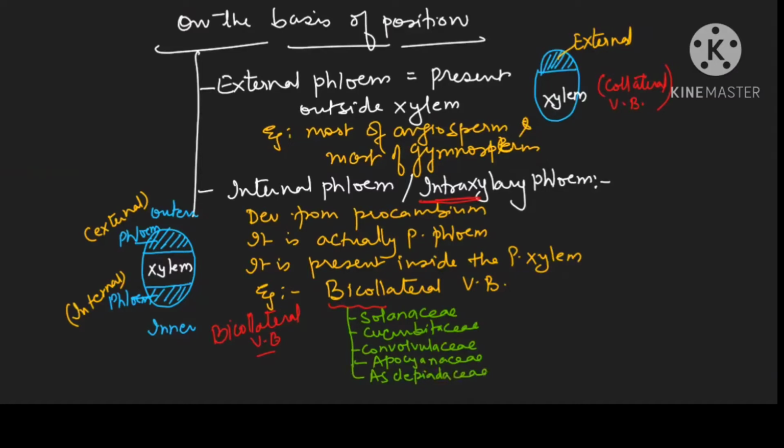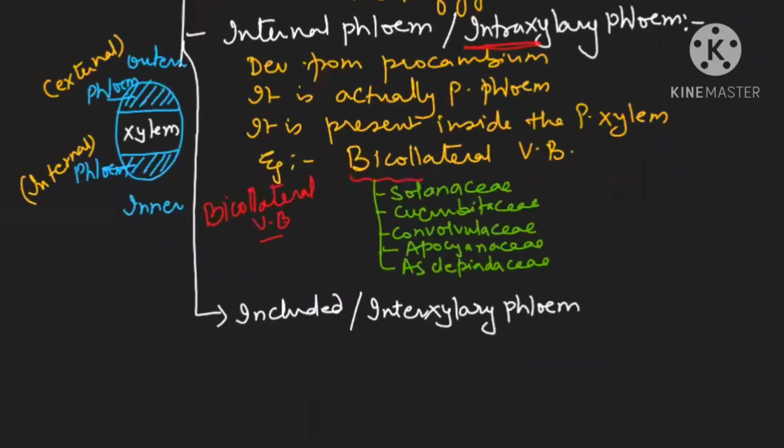Now, the third type of category is your included or interxylary phloem. Let me just draw it. Now, see very carefully, please try to focus. If you check upside, check my cursor where it is, I'm putting it. Earlier, I wrote it intraxylary, okay? Now, this is interxylary. It means it is present within the xylem.